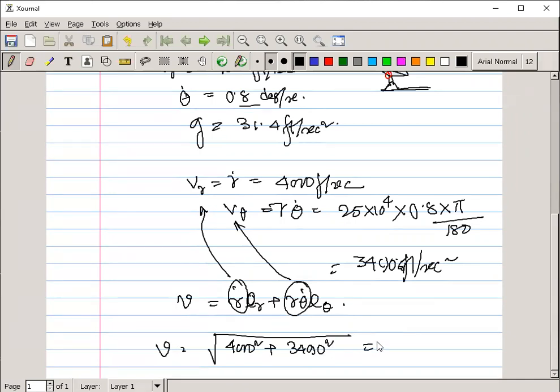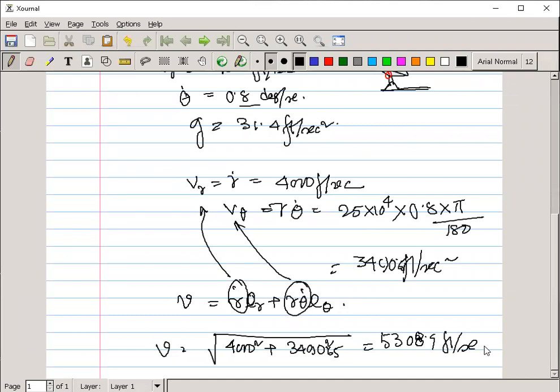So how much is it? 3490.65 square plus 4000 square, and root over of that. So it will give us 5308.9 feet per second. Okay.